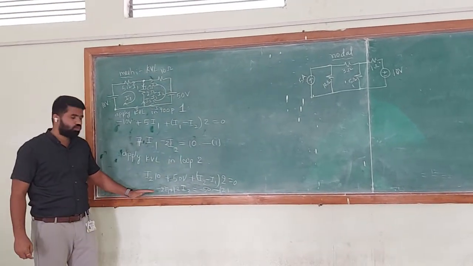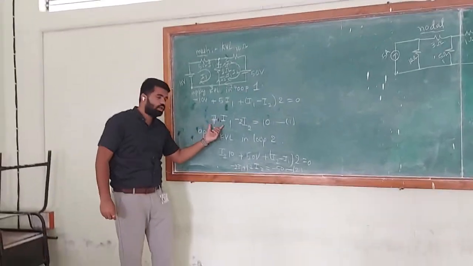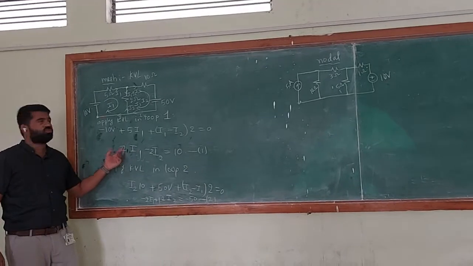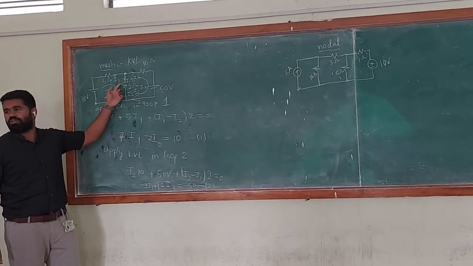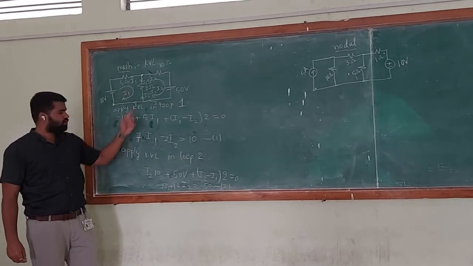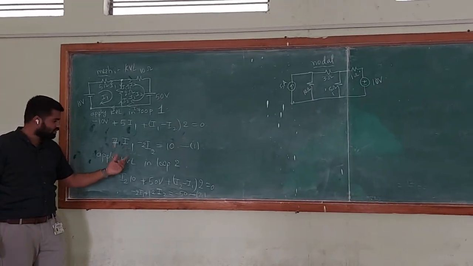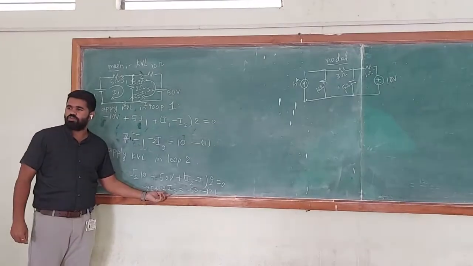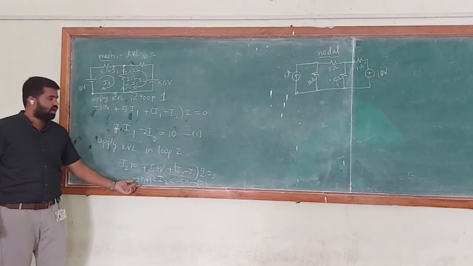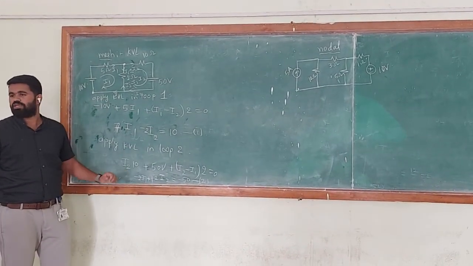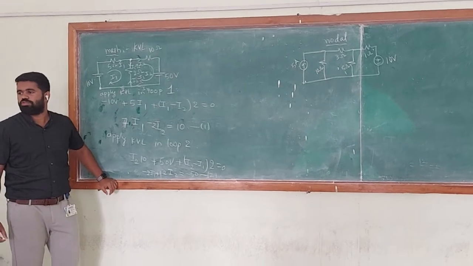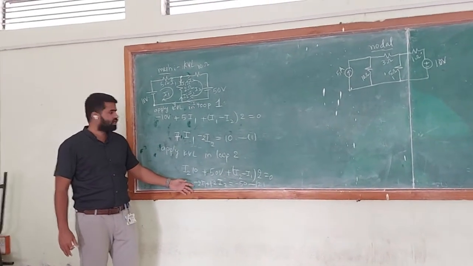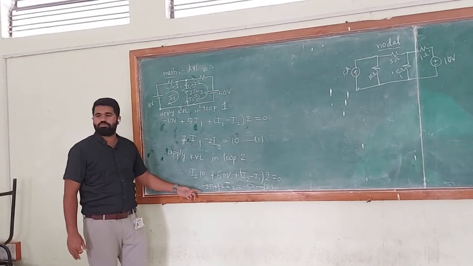If you observe these two equations, in loop 1 you will get all positive currents only. I1 will be positive. Why? Because it is in the same direction as I1. In this loop we are taking I1 as the reference. In the second loop, I2 will be positive and I1 is minus. After solving these two equations, you will get the current values. We can use a calculator, or we can simply cancel out by equating the coefficients of I1 and I2. Okay?